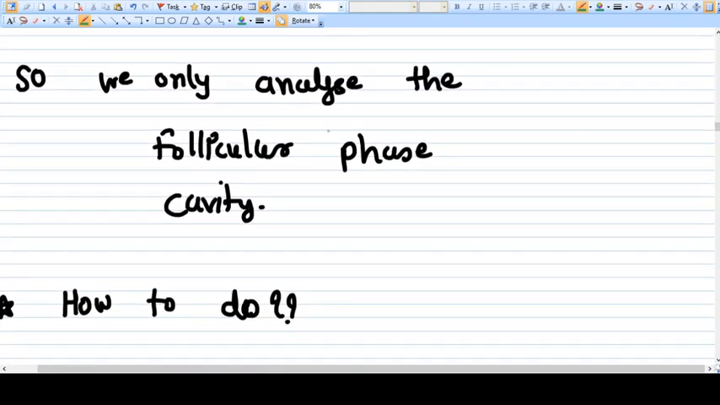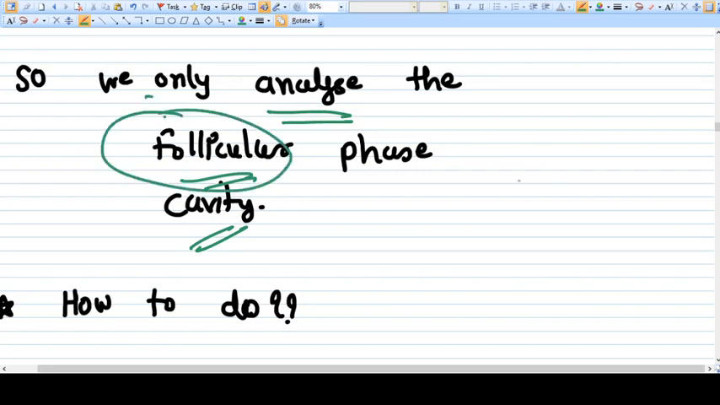So you can see that what we analyze is the follicular phase cavity only. We cannot analyze the other phase. Only the follicular phase can be analyzed. The luteal phase cannot be analyzed.